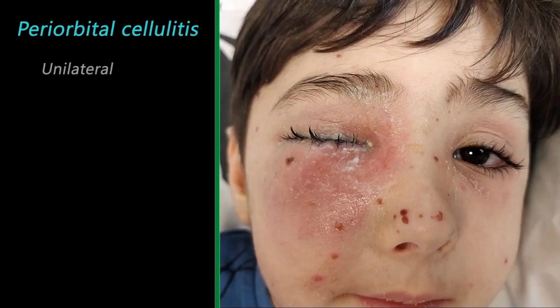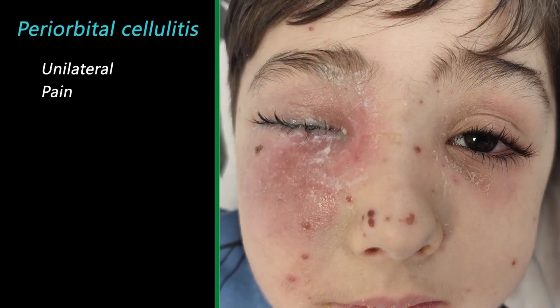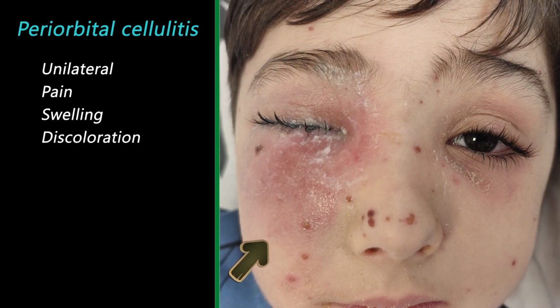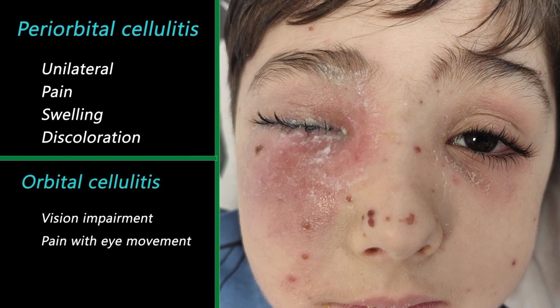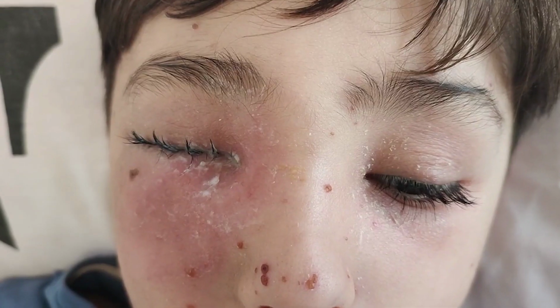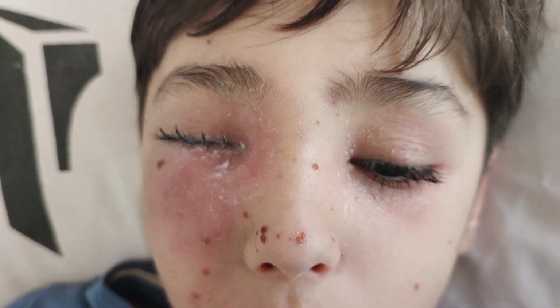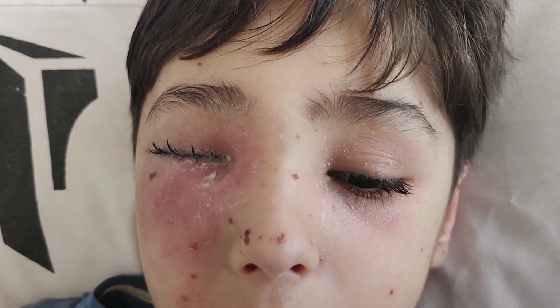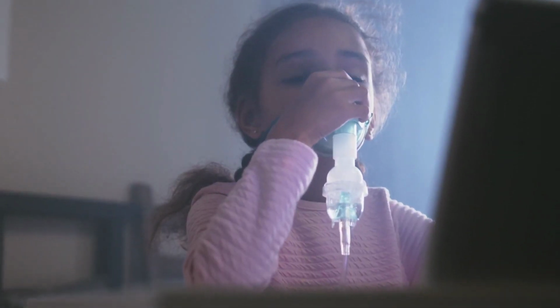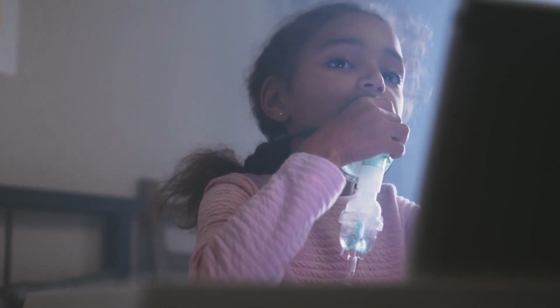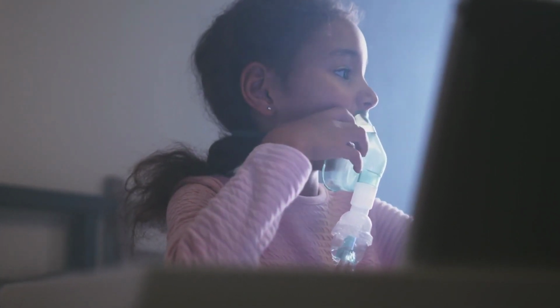This condition is usually unilateral, and the patient presents with pain, swelling, discoloration, or erythema of the eyelid and the tissues around the eye. Symptoms such as vision impairment, pain with eye movements, and ophthalmoplegia indicate orbital cellulitis, which must be treated right away. In most cases, periseptal cellulitis is diagnosed by the presence of swelling and pain in just one eyelid. Recent history of insect bite, trauma to the eyeball, allergy, or recent upper respiratory infection such as flu or cold are supportive of the diagnosis.